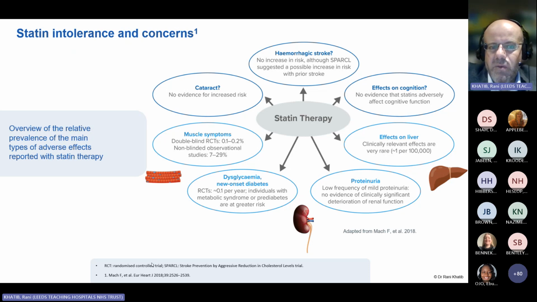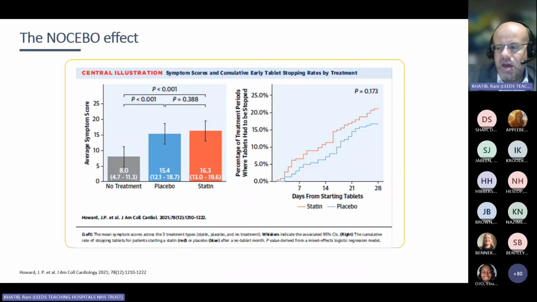So this is one of the topics that tends to be raised often as a risk. The other thing I wanted to highlight is the nocebo effect. This is a trial where they told the patients, we're going to put you on either placebo or a statin.